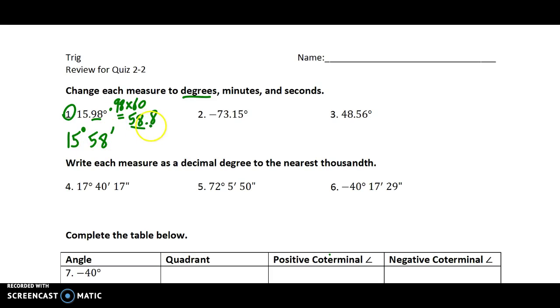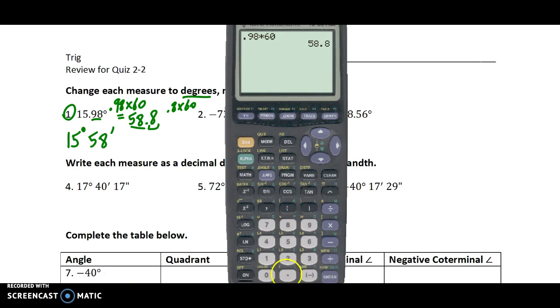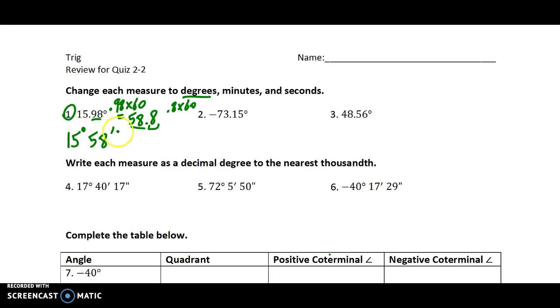Then I do the same thing that I just did. I take that 0.8, that's the decimal there, and I multiply it by 60, because there's 60 seconds in a minute. So I do 0.8 times 60, and I believe I get 48. So that means there's 48 seconds. Again, all you really need to know is take the decimal part of each previous answer and multiply it by 60, and that'll get you minutes and then correspondingly seconds.